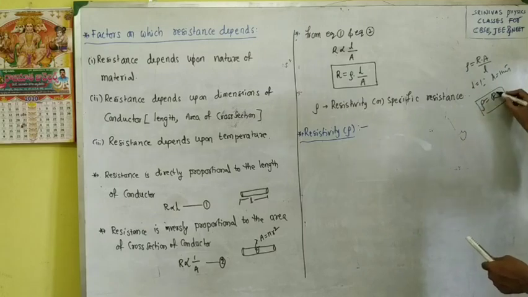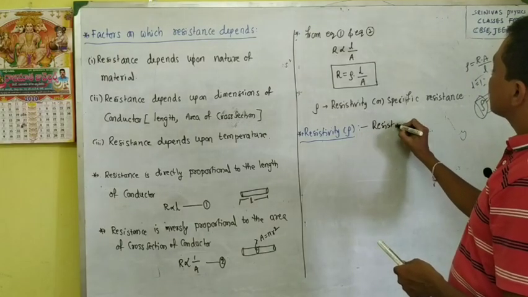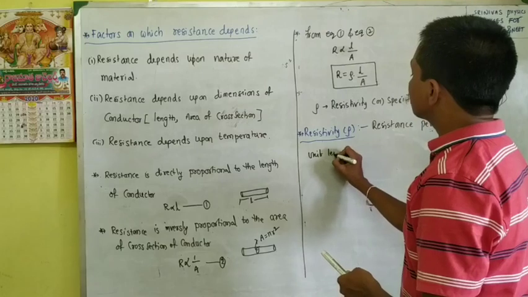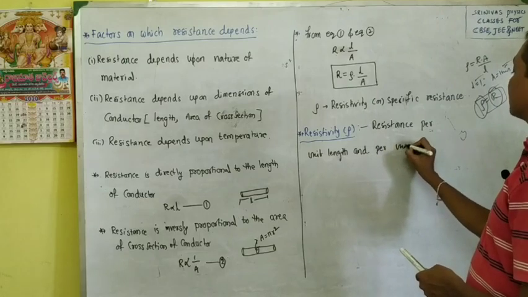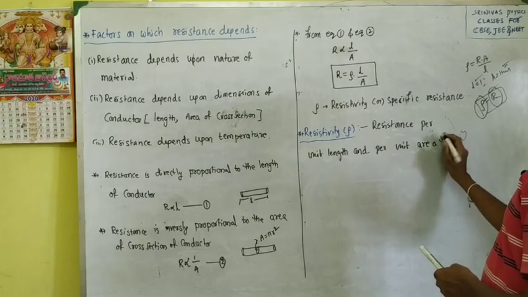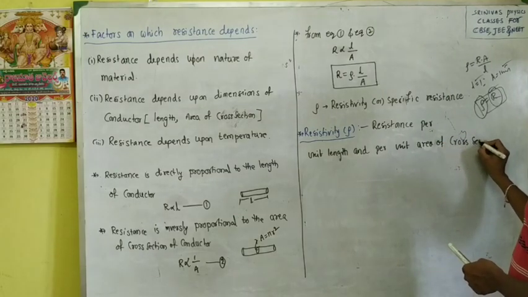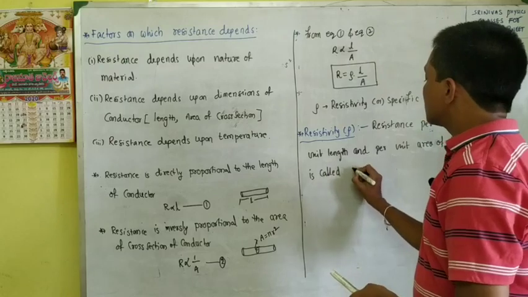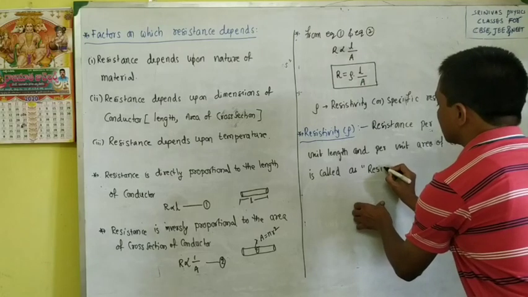Then rho is equal to R. You will get, means resistance is equal to resistivity when resistance per unit length, per unit area of cross section is called resistivity or specific resistance.